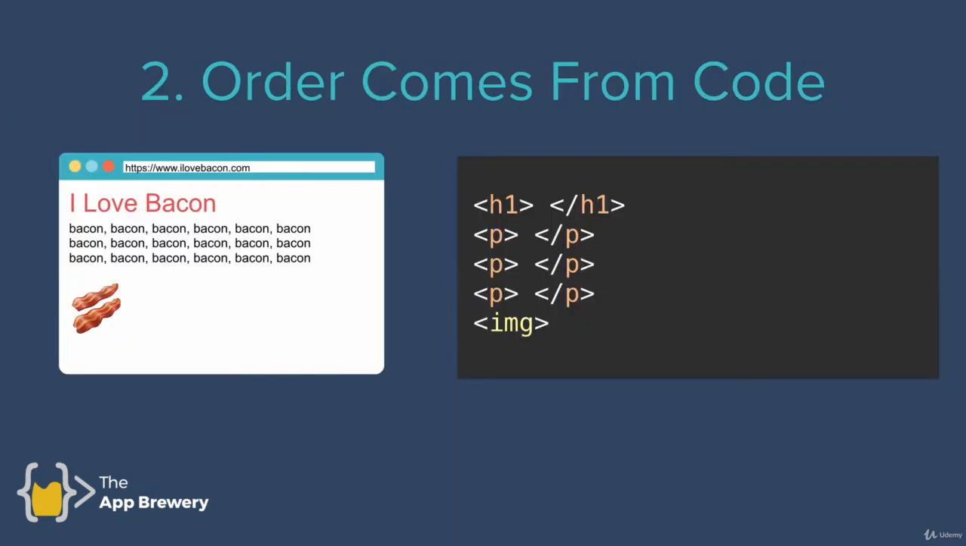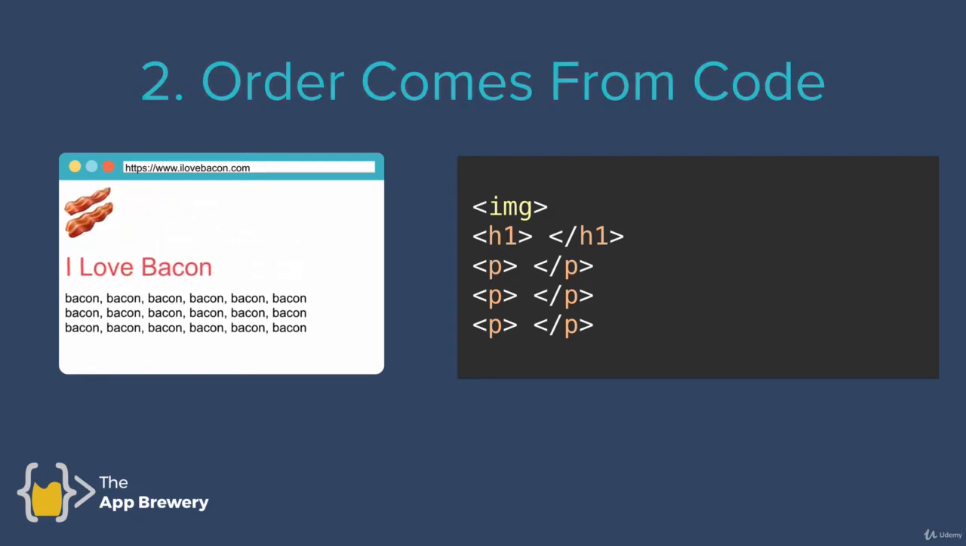The next thing to remember is that the order of your elements on screen comes from your HTML code. So in this case, we have an H1, 3 paragraphs, then an image. This is how we've written our code in our HTML file. And this is how it gets rendered in that order. Now, if we change the order and put the image at the top of our code file, then our website is going to display in a corresponding way. So the default layout order is determined by your code.